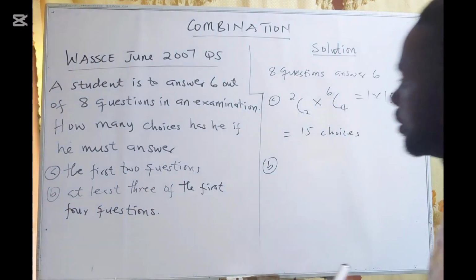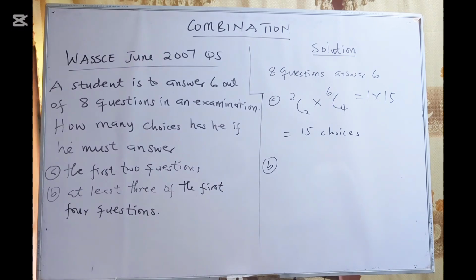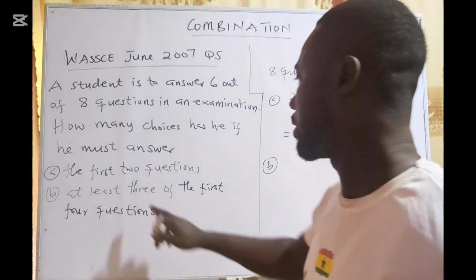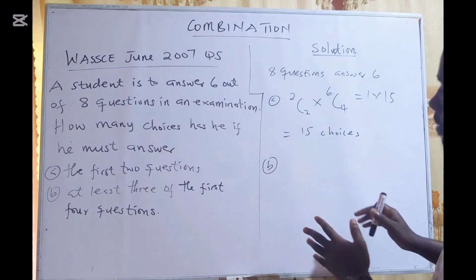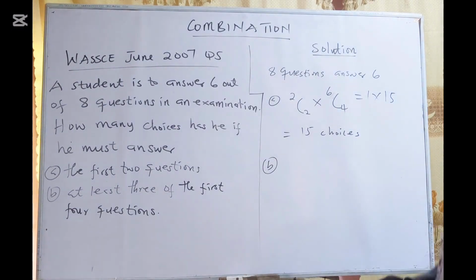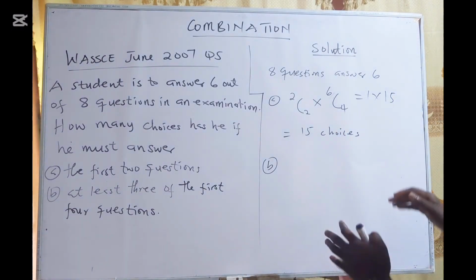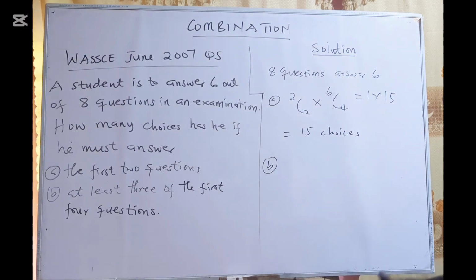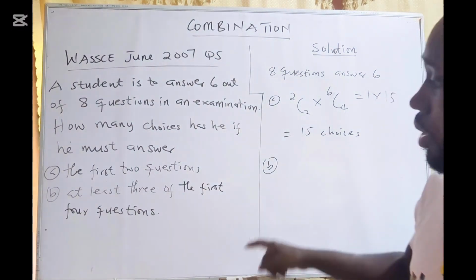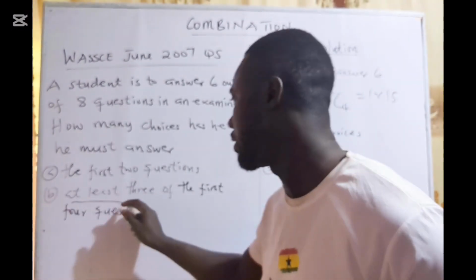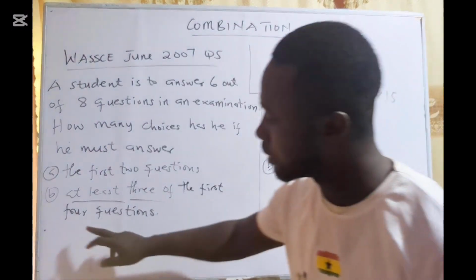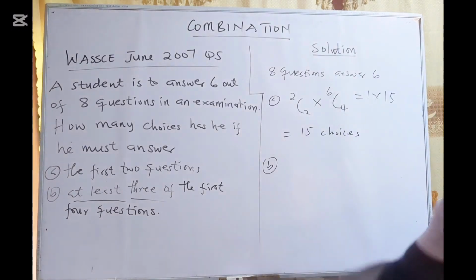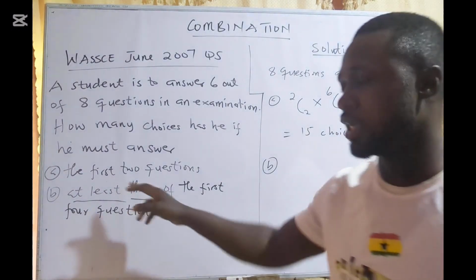15. All right, and then the B, at least 3 of the first 4 questions. At least 3 of the first 4 questions. So the first 4 questions he must answer at least 3. It means that with the first 4 questions he can answer 3 or answer all the 4, because the condition is that he must answer at least 3, means 3 or what? 3 or more. So in the first 4 questions he can decide to answer 3 or answer all the 4 because of the at least 3.